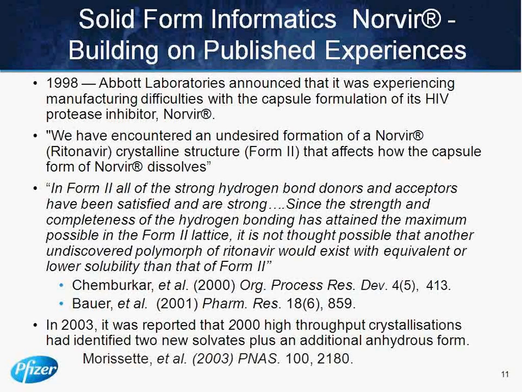So this second polymorph of Norvir had a stronger hydrogen bond donor-acceptor connection. And since the strength and completeness of hydrogen bonding was the maximum possible in the Form 2 lattice, it wasn't thought possible that another undiscovered polymorph could ever exist with equivalent or lower solubility. Two fantastic papers that are really worth reading through in some detail.